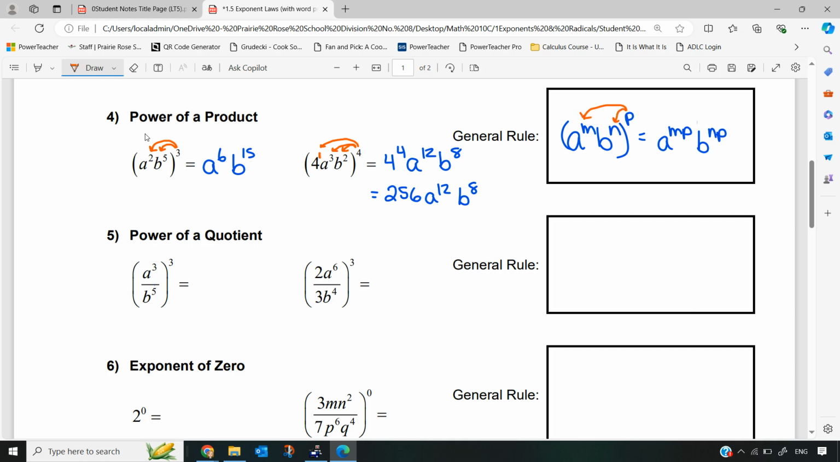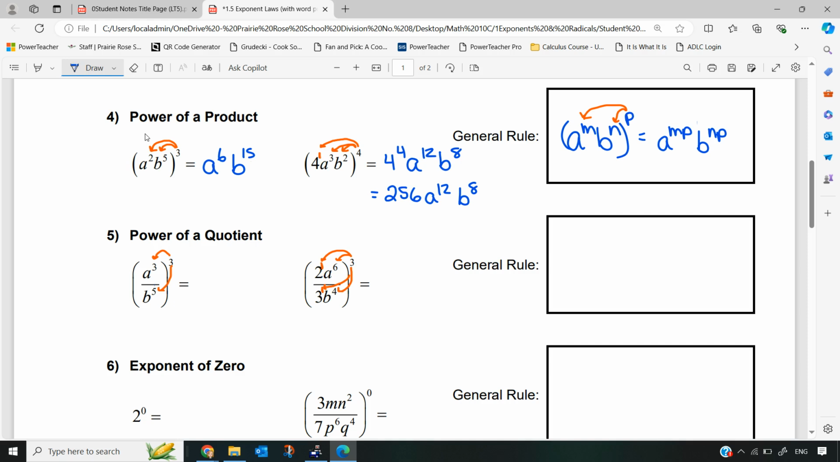Now, when we're moving on to power of a quotient, this is basically the same thing as power of a product. It's just that our term is written as a fraction and not as a multiplication statement. So I'm still going to be distributing my exponents throughout. And again, if I'm looking at numbers, I'm going to remember that that number has an exponent of 1, and that's really important. Especially in the beginning, it's probably helpful to write those exponents in.